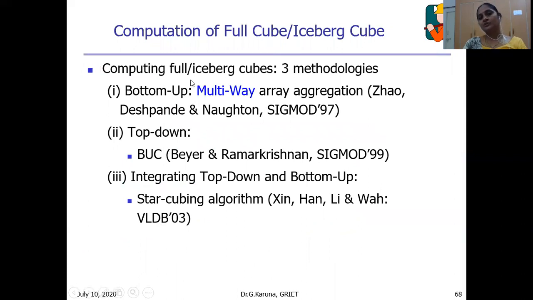Now, how to compute either the full cube or the iceberg cube? There are three methods: the bottom-up approach, the top-down approach, and a combination of both. Usually for full cube computation, we go for multi-way array aggregation, bottom-up. The top-down approach is BUC, which stands for bottom-up construction, but it works in a top-down way. Integrating both methods is the star cubing algorithm, used for the combination of both. Let us see one by one.